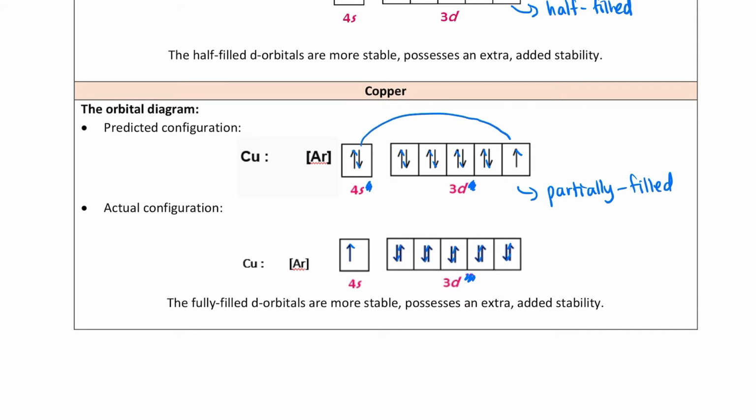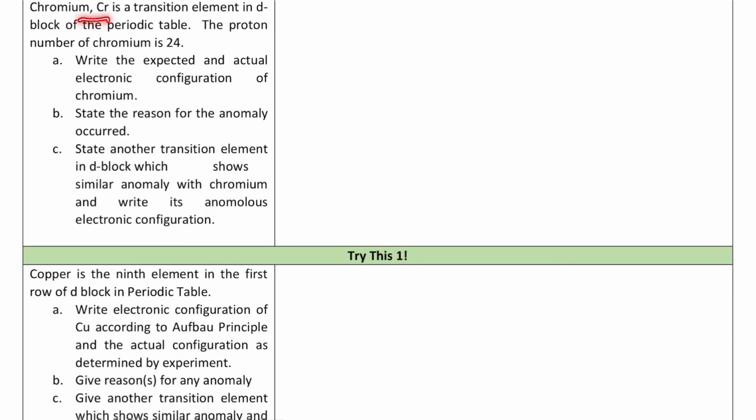Okay, so what happens here is that the 4s transfers its electron over to here. So, now our 3d has become 10 electrons. That means it is fully filled. Okay, last, so let us look at an example.